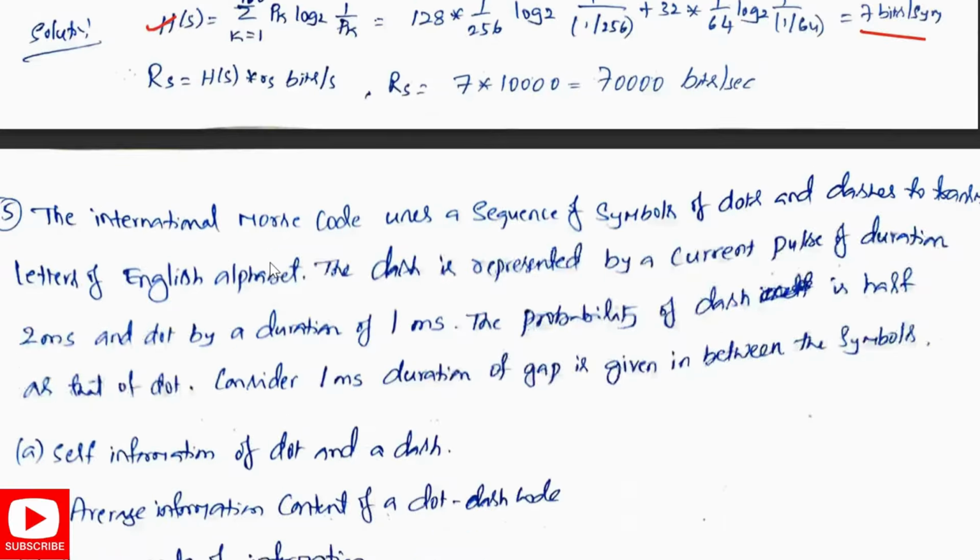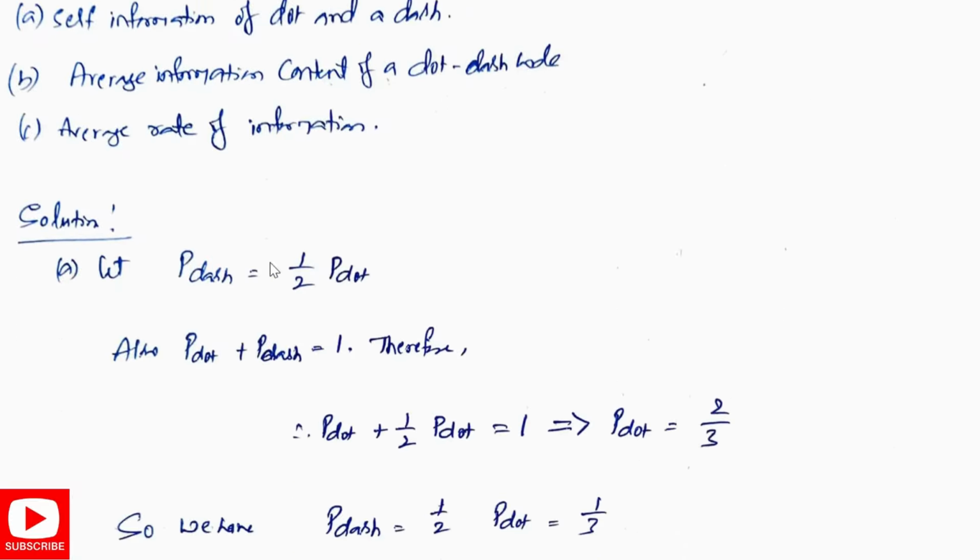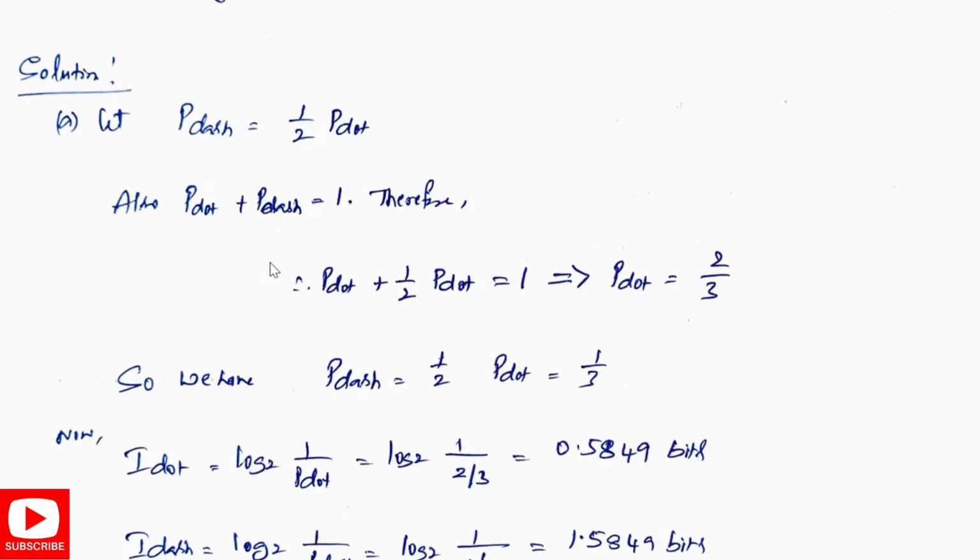Next is the important question. This is a model question paper question, the Morse code. It is a sequence of symbols of dots and dashes to transmit the letters of the English alphabet. The dash is represented by a current pulse of duration 2 milliseconds and the dot by a duration of 1 millisecond. The probability of the dash is half that of the dot. Consider 1 millisecond gap between the symbols. You need to find the self information of the dot and dash, the average information content of the dot-dash code, and the average rate of information. To find this, first, as they have said, the dash probability is half that of the dot.